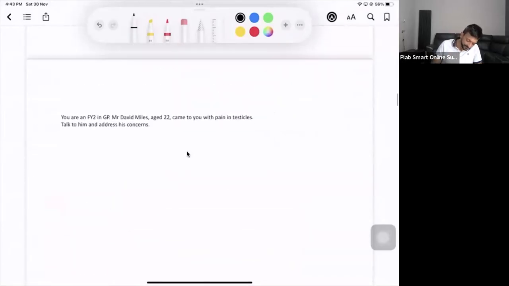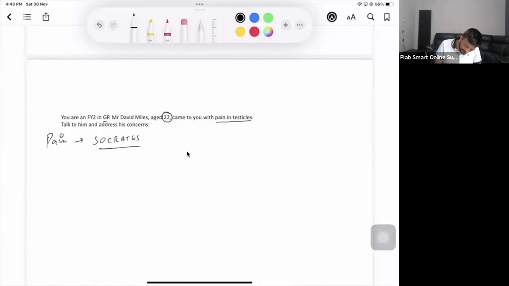Yeah. Have a look at another one. You're in the GP, the patient is 22, has got pain in the testicle. All right, pain, let's elaborate. So when we have got pain, what am I going to do? I'm going to do the SOCRATES. Pain is there, there are a couple of stations there.